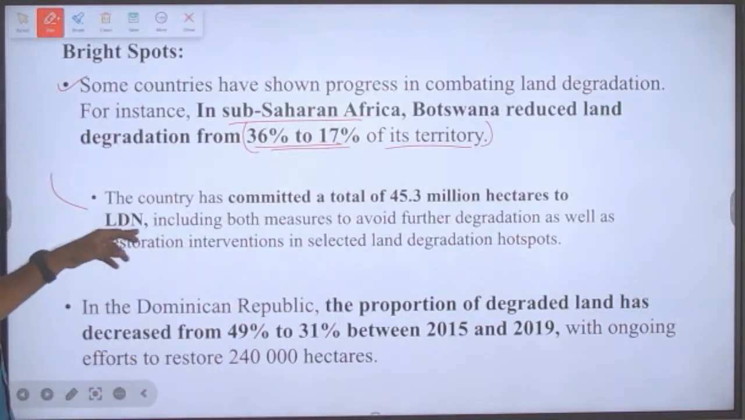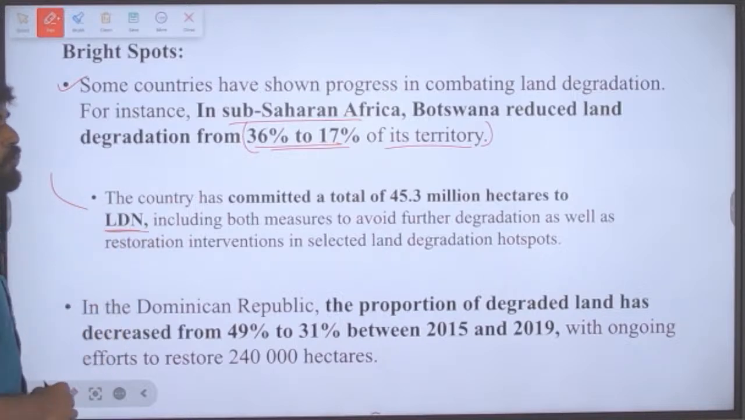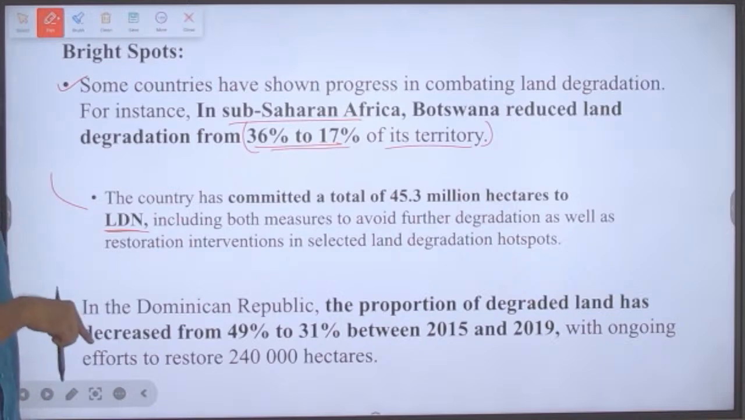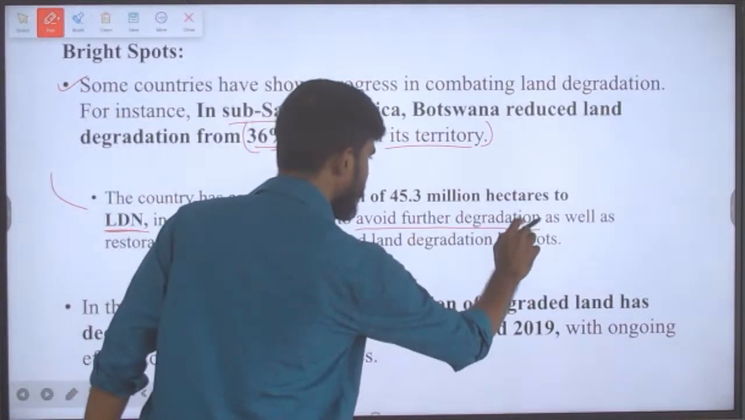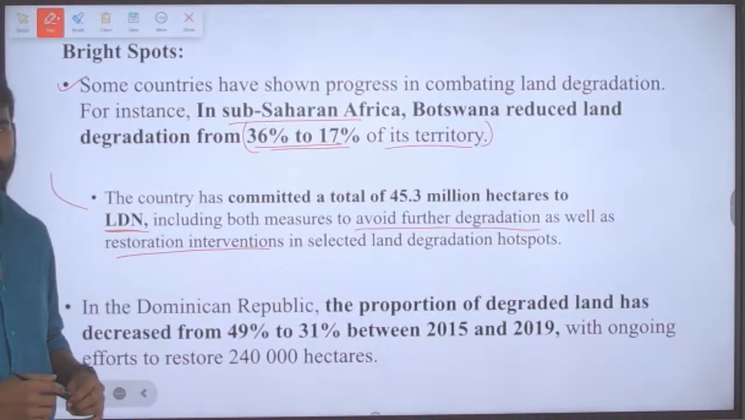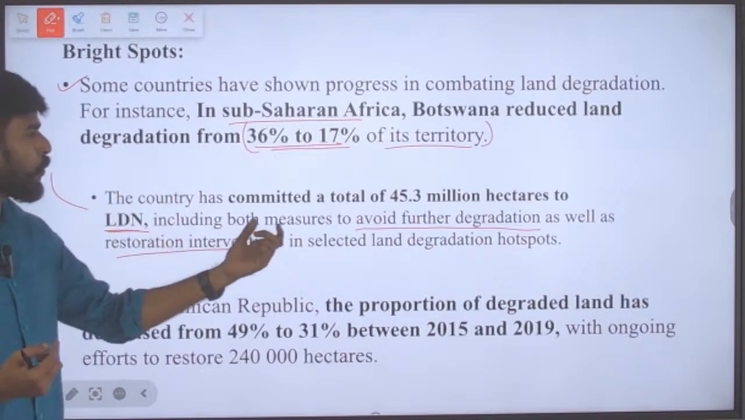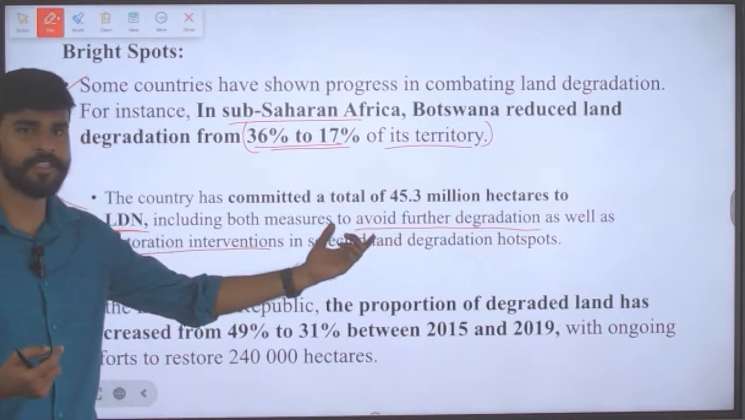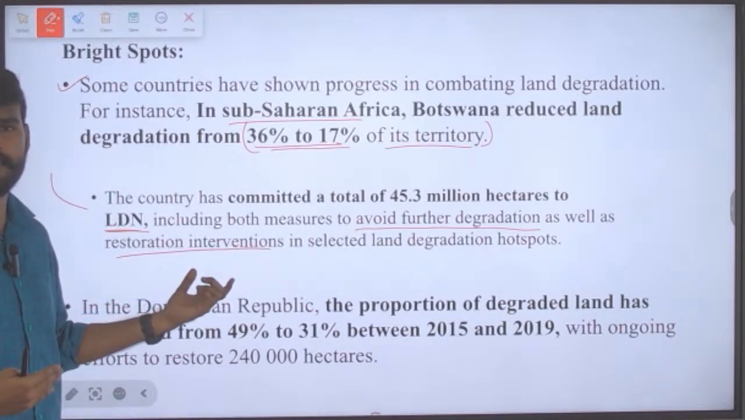Okay, and this country has committed to a total of 45.3 million hectares to land degradation neutrality. Okay, including both measures to avoid further degradation plus restoration interventions in selected land degradation spots. Like we saw already in land degradation neutrality, you have two things. One is we have to avoid further degradation, and the second thing is we need to restore the existing one.